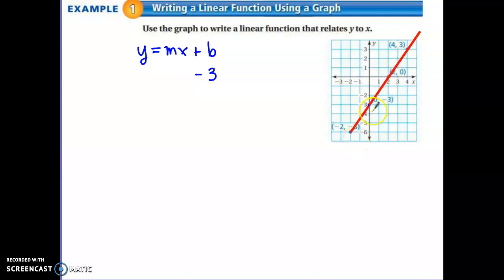To find your slope, you just simply find another dot that lies perfectly on an intersection, so we can count from one dot to the other. We know it's going to go up 3, 1, 2, 3, and over 2, 1, 2. So we're going up 3 to the right 2. That means our slope is 3/2. That's our m value. And then we just bring down the y and the x. So our function is y equals 3/2 x minus 3.